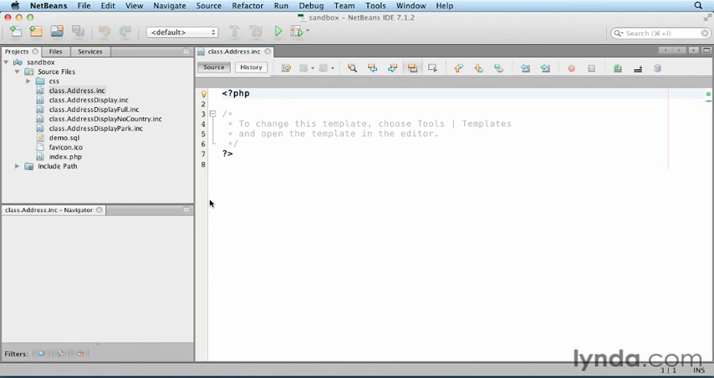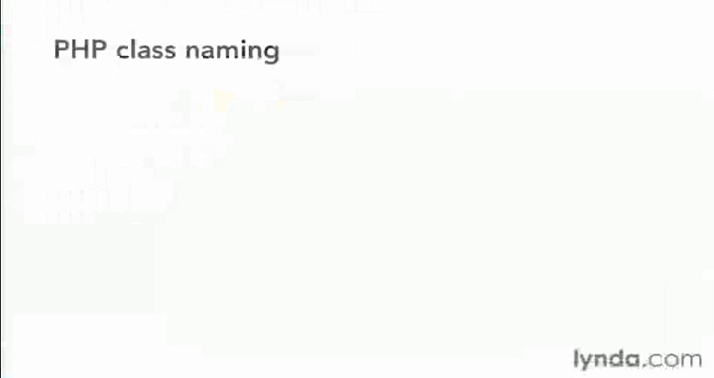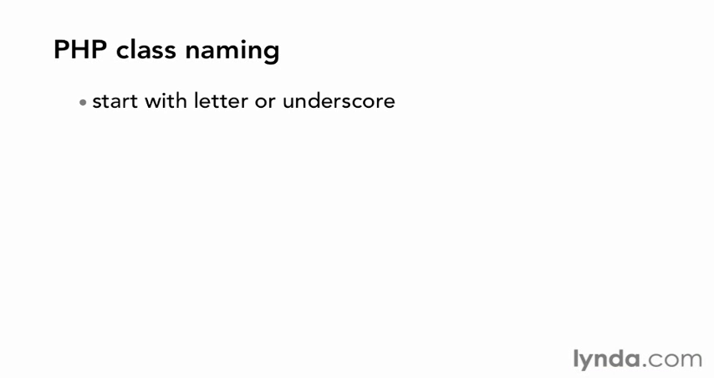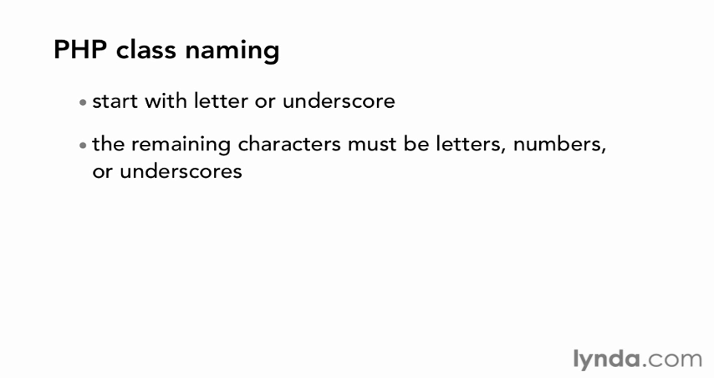In PHP, a class definition always begins with the keyword class, followed by the name of the class. There are 3 PHP rules regarding the naming convention used for classes. In particular, the class name must start with a letter or underscore. The remaining characters must only consist of letters, numbers, or underscores. And there is no limit on the length of the class name.